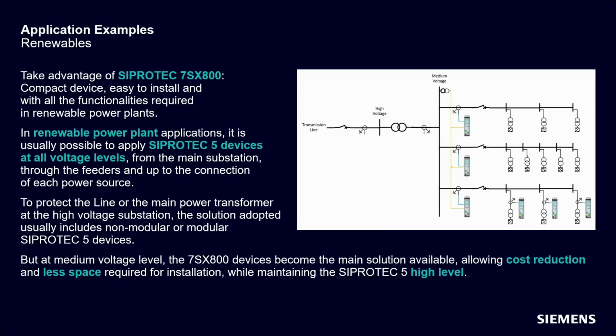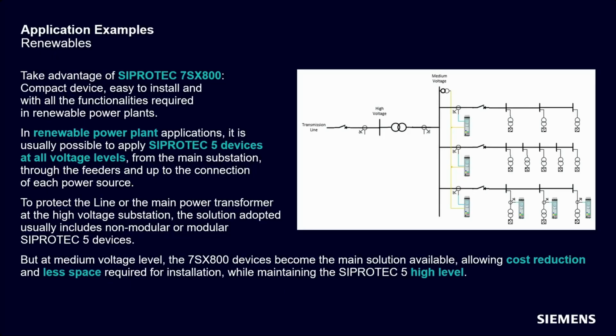Perhaps even the use of a single 7SX85 device, providing complete protection with the centralized protection and control concept, or just CPC. But at medium voltage level, the 7SX800 devices become the main solution available, allowing cost reduction and less space required for installation, while maintaining the SIPROTEC 5 high level.